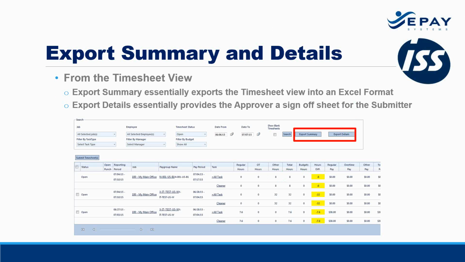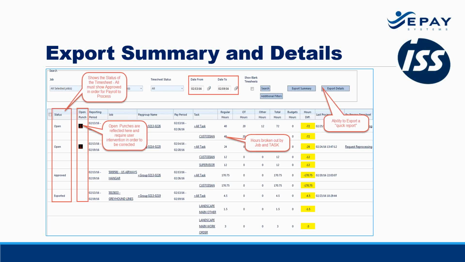Just keep in mind, export summary is a quick way of doing a quick report, because obviously the timesheet provides you a lot of data. It shows your status, shows your open punches, shows you your jobs broken out by task, and occasionally you want to share that with your team. So export details will do that for you and allow you to save it off your computer, email it, whatever you have to do, straight from Excel.